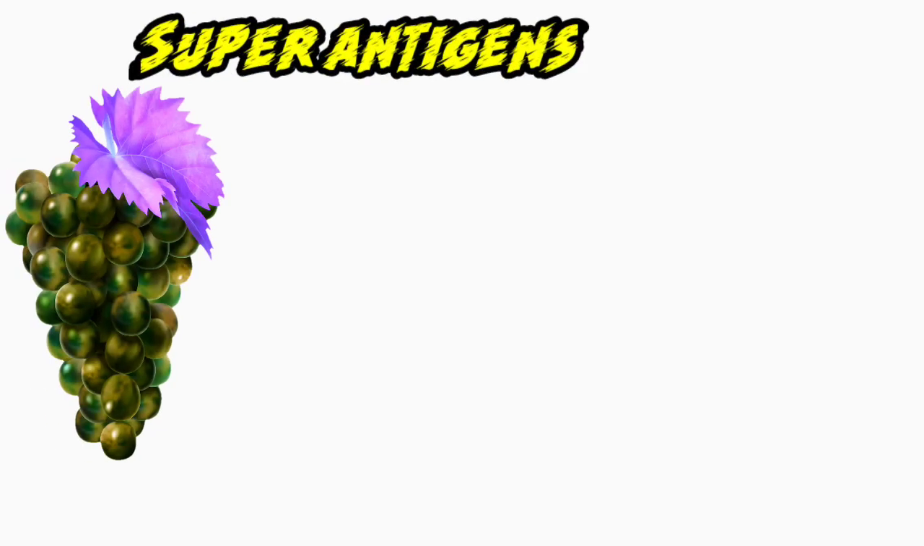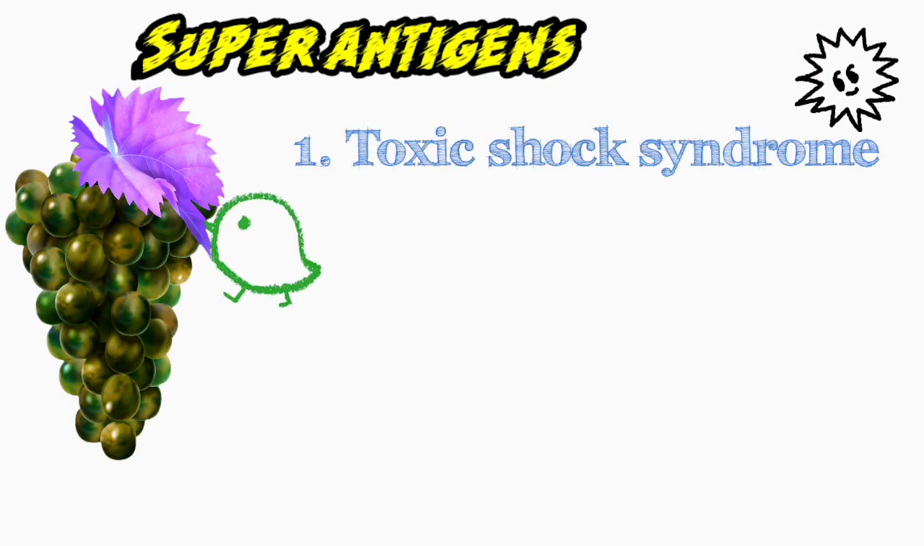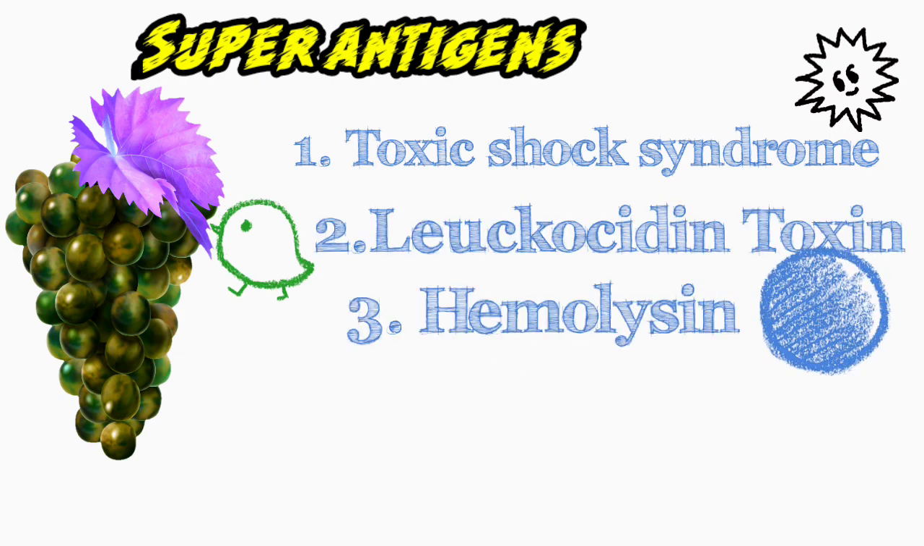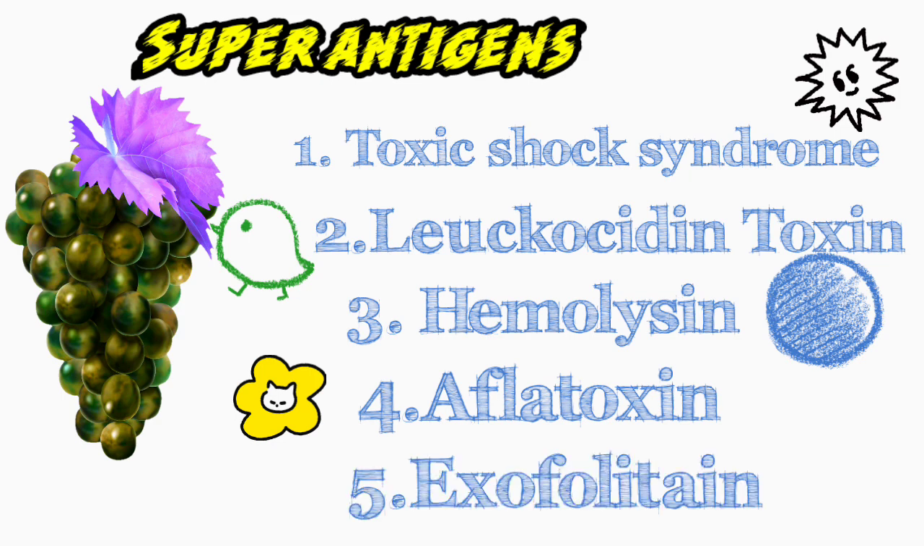Staph can release superantigens or toxins. Number 1 is toxic shock syndrome toxin. Number 2 is leukocidin toxin. Number 3 is hemolysin. Number 4 is enterotoxin, and finally number 5 is exfoliatin.